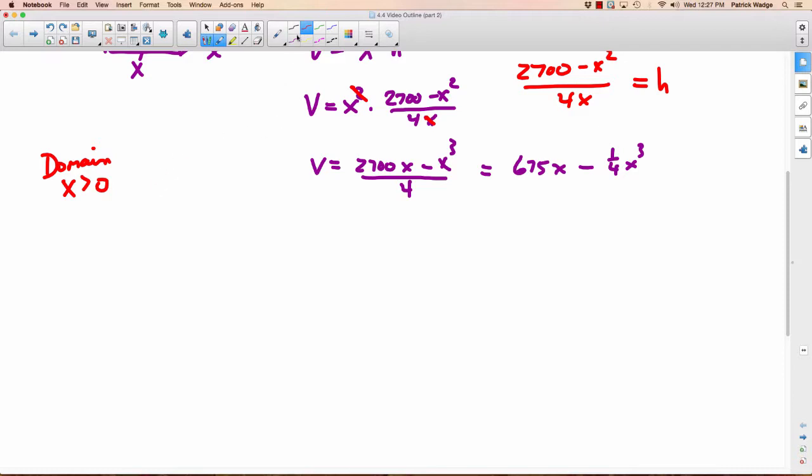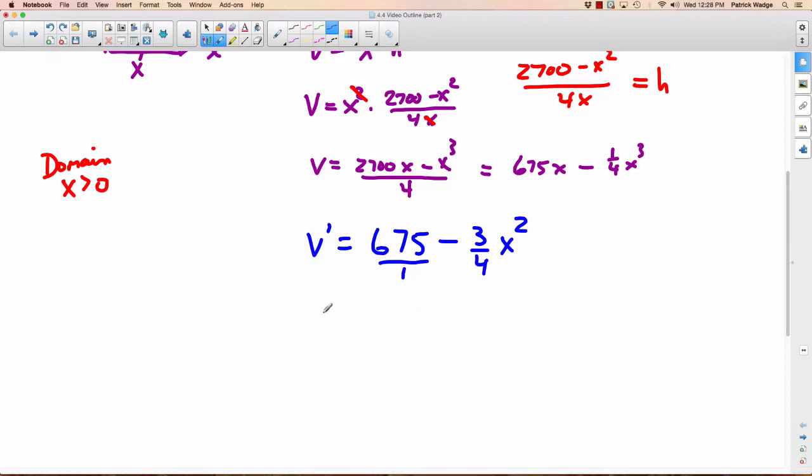Okay, that said, we're now able to take the derivative. So V prime equals, the derivative of 675x is 675, minus, power rule says the 3 comes down and multiplies the quarter, so you get 3/4 x, and then the 3 drops down to 2. And what I've been training you to do is always to get a common denominator when you do this. It's more important when you have a variable in the bottom, an x or an x squared, but what the heck, we can still do it. Not necessary, but let's do it.